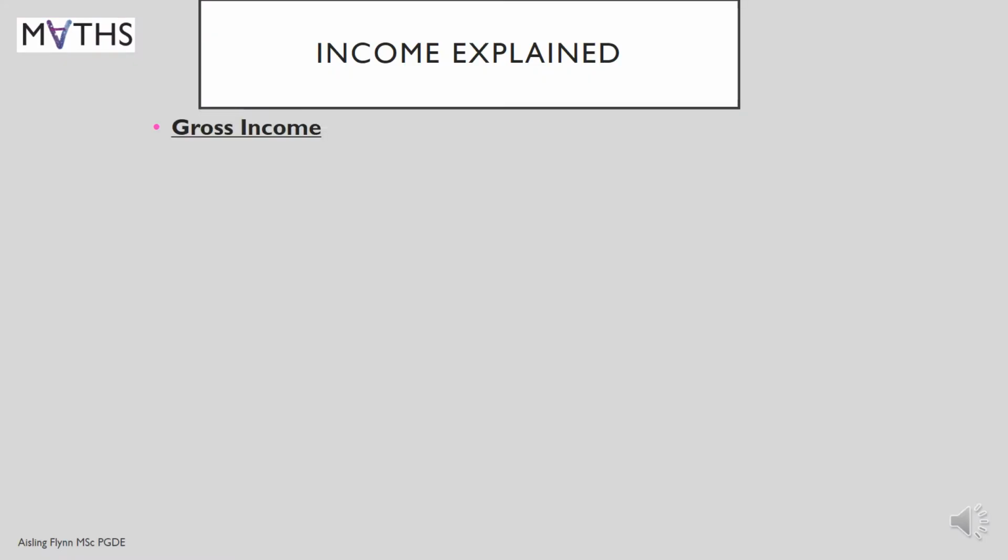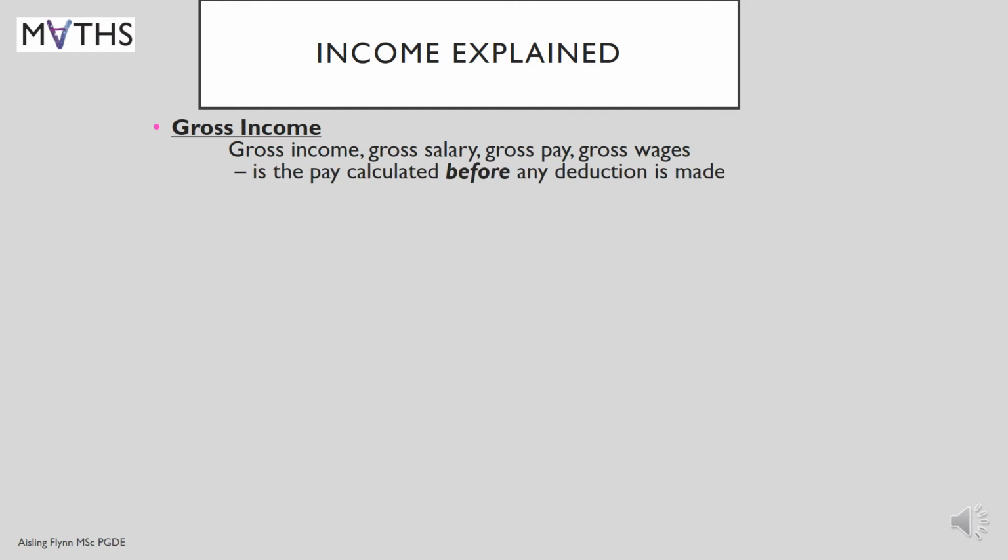Income explained. Gross income. So the gross income refers to gross salary, gross pay or gross wages. The word salary is usually used when a yearly amount is given for earnings. Gross pay would be like when you get paid per hour, and gross wages you would be paid per hour and also per week usually. Okay, but they all refer to income, money coming in. Gross income is the pay calculated before any deduction is made. So the initial calculation.